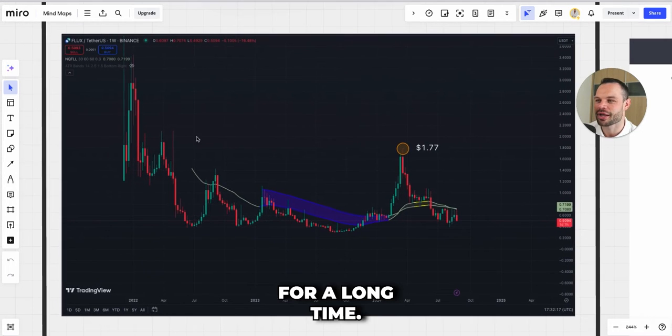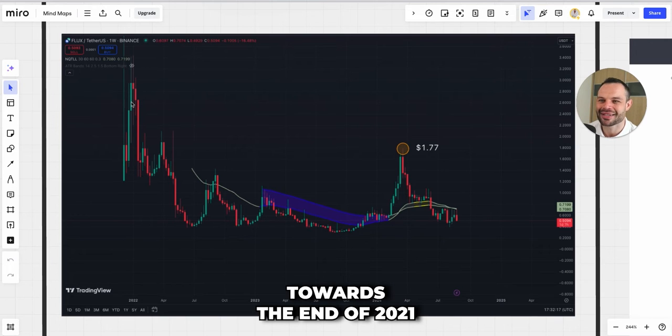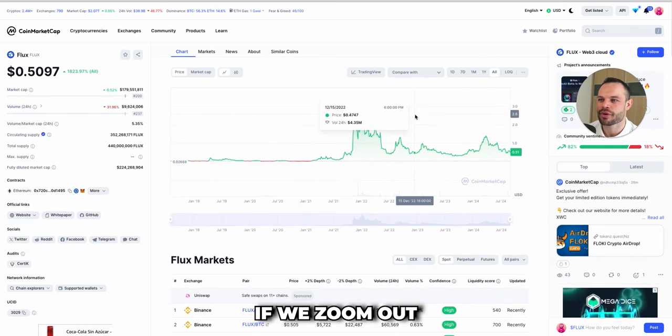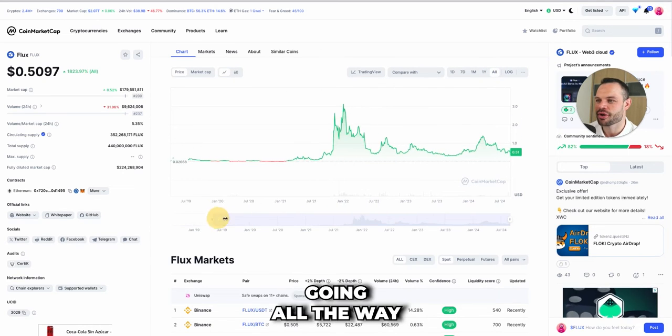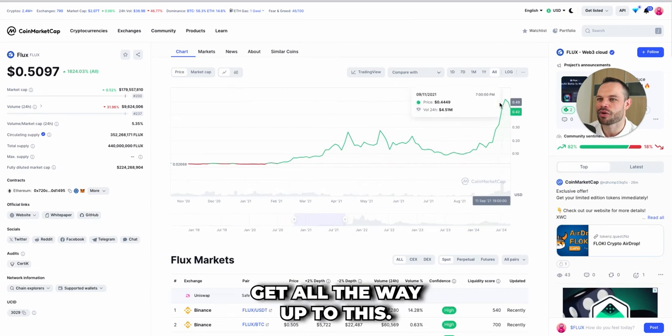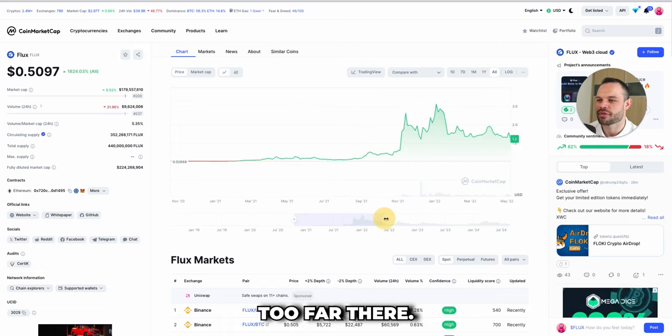because we've seen the price action for FLUX be in flux for a long time, but we did see prices for FLUX getting all the way up to this $3.40 mark here back in the previous bull cycle, when we got all the way towards the end of 2021 and at the very beginning of January 2022. So again, if we zoom out for looking at the chart here, going all the way back to the previous bull cycle, we can see the prices did get all the way up to this. Sorry, I've gone too far there.